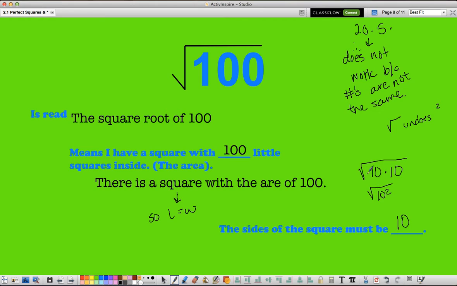So essentially what you're looking for is what times itself gives you the inside number. And yes, it's 10 times 10, but we want the square root. So to help you know that it's just 10 and not 10 times 10, root is singular, so your answer should be one number.